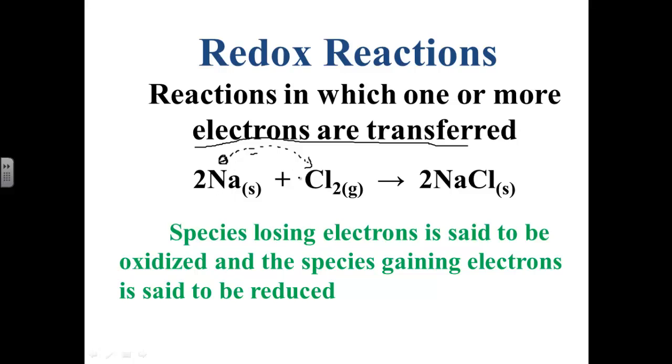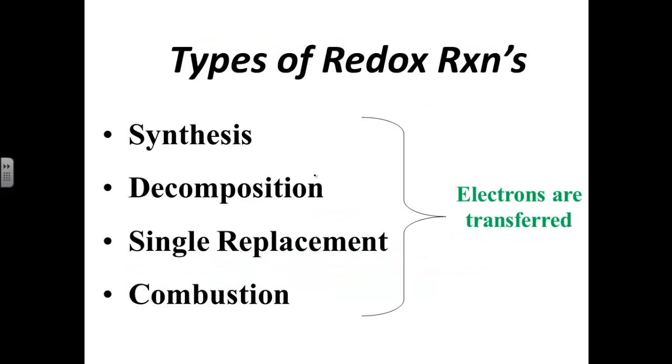So the species losing electrons is said to be oxidized, and the species gaining electrons is said to be reduced. That process of giving away electrons, of electrons being transferred, is what involves redox, and it always happens in pairs. If you can figure out what got oxidized, the opposite is going to be reduced.